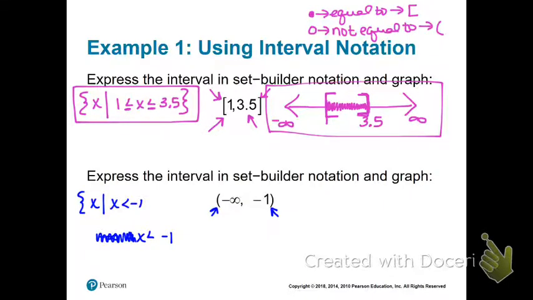So we have the set of all x's such that x is less than negative 1. There's our set builder notation. Make sure you close it.